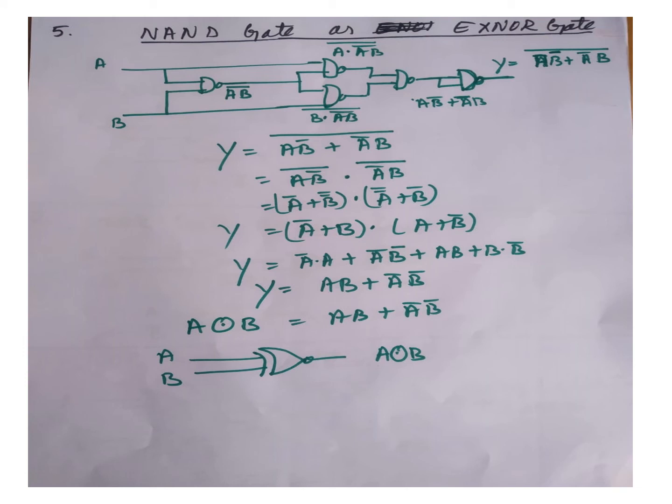Fifth one, NAND gate as XNOR gate. Here we have 5 NAND gates, but the 4 NAND gates here are the same as that of the XOR gate, and at the output of the 4th NAND gate I get the XOR operation, AB complement plus A complement B. This is fed as input to the NOT gate, and at the output of the NOT gate we have Y is equal to complement of AB complement plus A complement B.